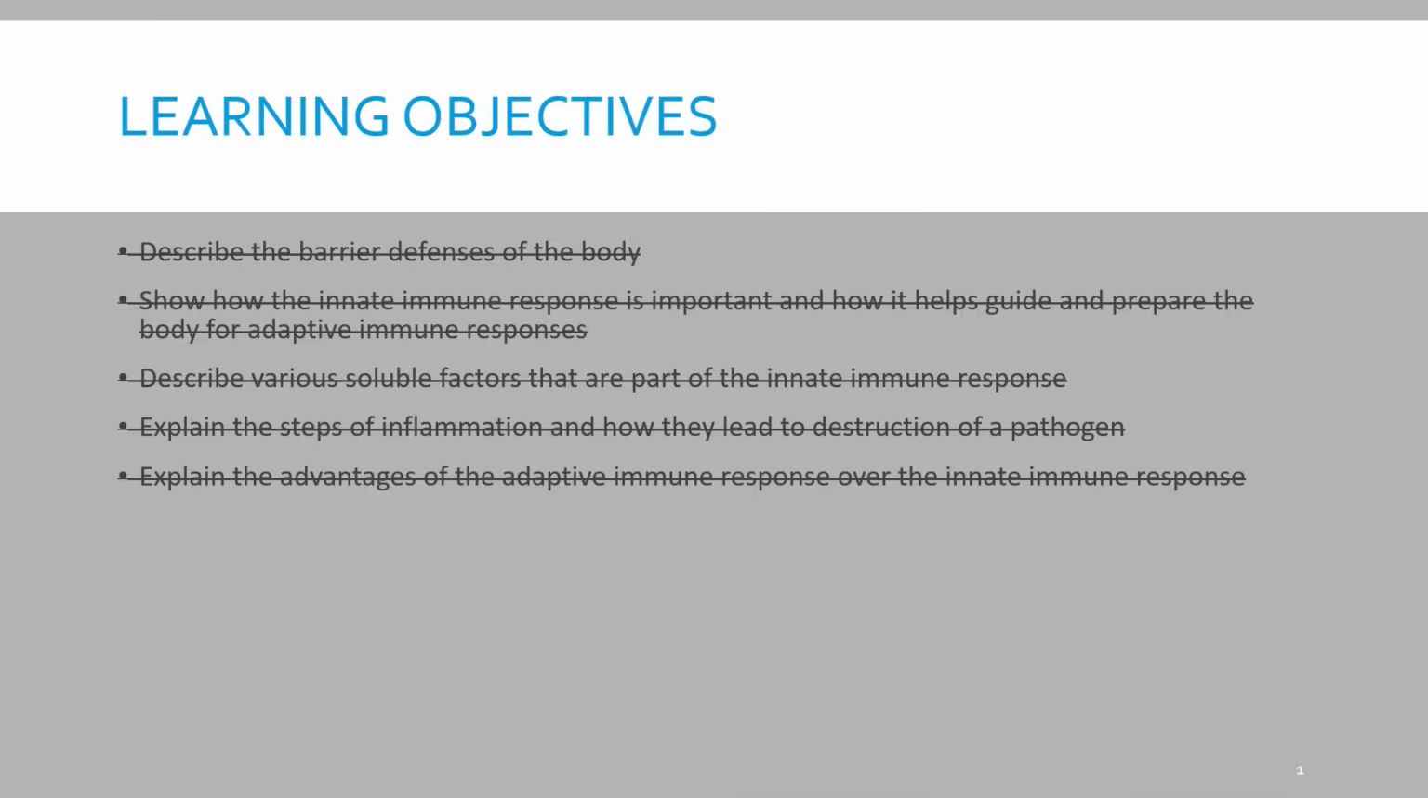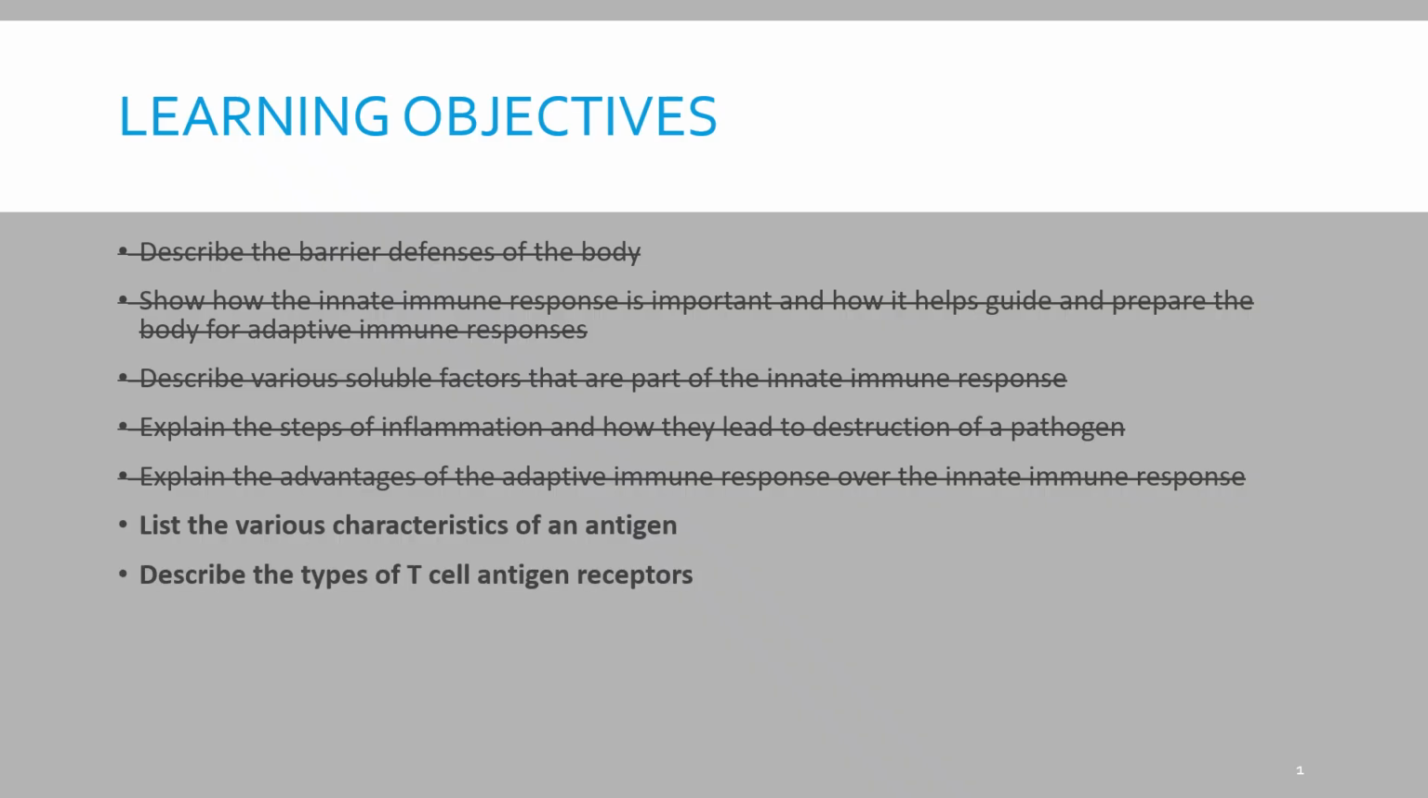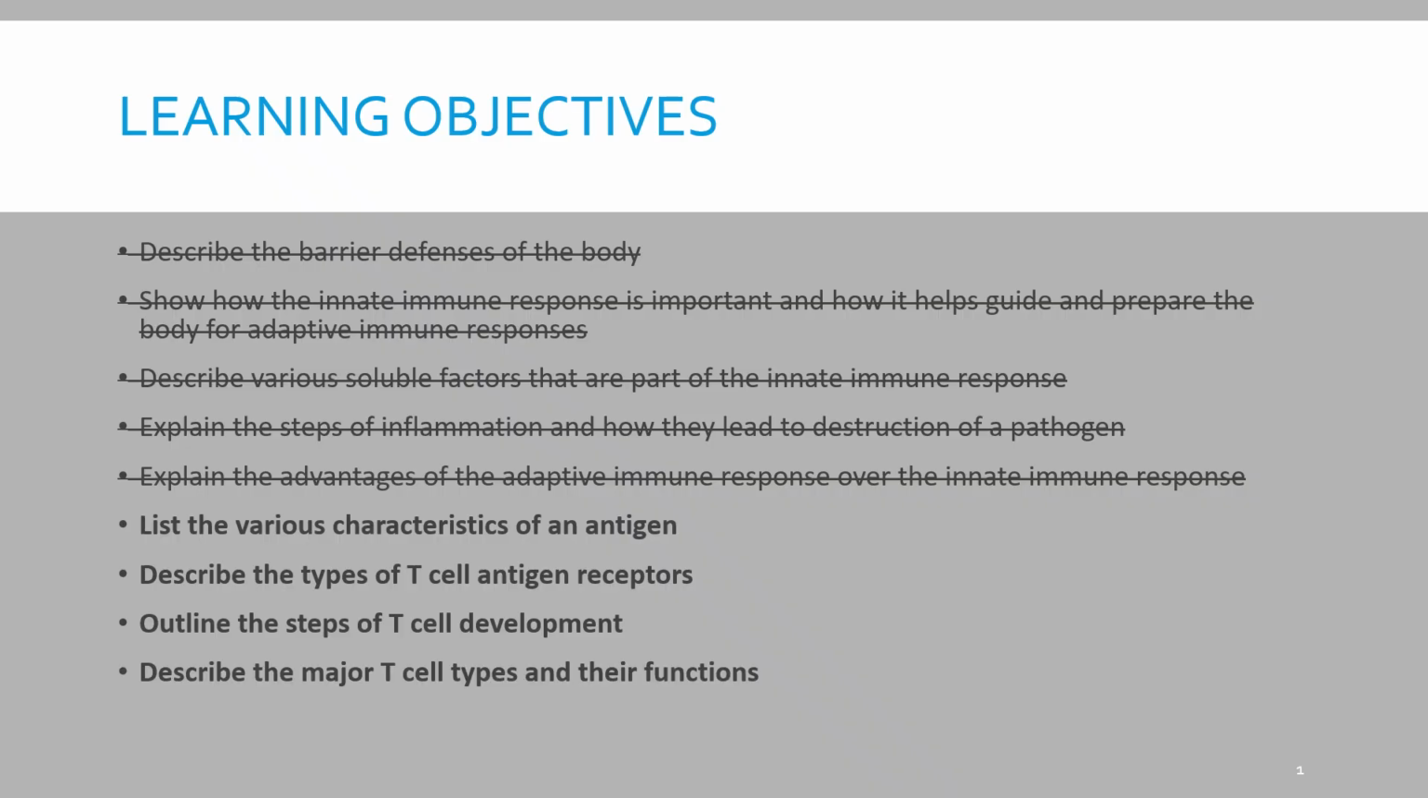Right, so in this video, we're going to skip all the way down here and we're going to list the various characteristics of an antigen. We're going to describe the types of T-cell antigen receptors. We're going to outline the steps of T-cell development. We're going to describe the major T-cell types and their functions.